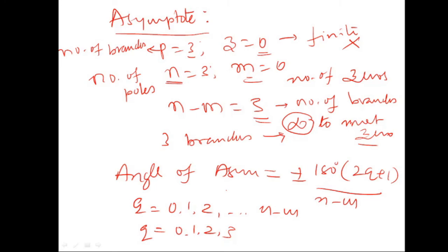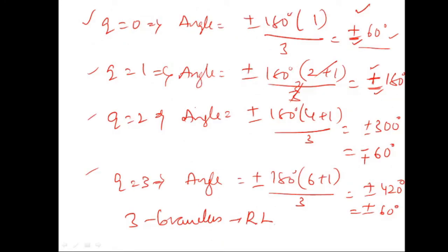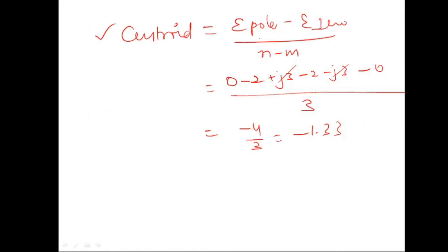Plus or minus 180 degrees will indicate the negative real axis, and we have to plot plus 60 and minus 60 with reference to the centroid. The centroid is calculated with this formula, and we got it as minus 1.33. Once you get the centroid, step 4 for this problem can be avoided, but for your understanding, I explained how to find the breakaway and break-in points.